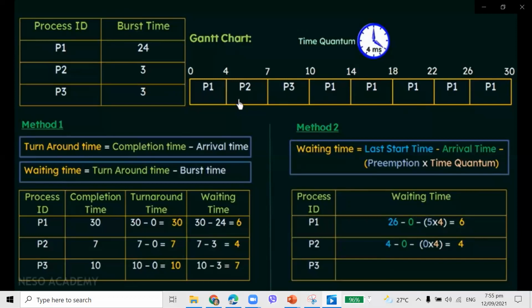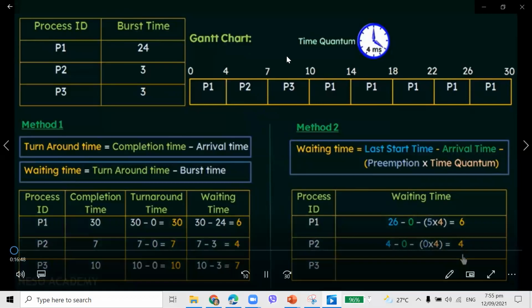So how many times did P2 get preempted? We see that P2 was never preempted. P2 got the CPU once and it completed its execution at that time itself. So there is no preemption for P2. So the preemption is 0, multiplied by the time quantum, which is 4 milliseconds. So that is 0 into 4. So 4 minus 0 minus 0 into 4 gives us 4 milliseconds.